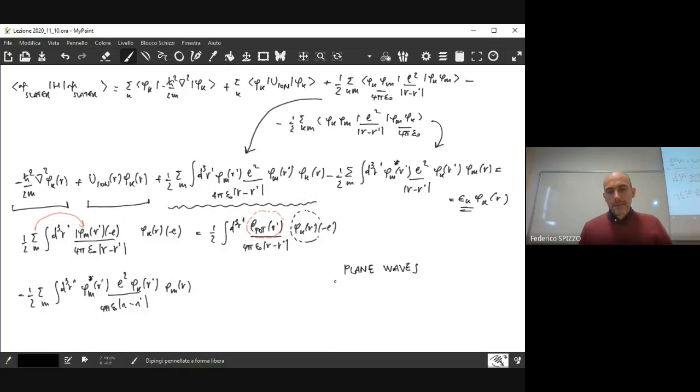So why did I take into consideration plane waves? Because once we have those equations, the idea is to try to estimate the intensity of this contribution, just to understand whether the appearance of the exchange term produces just a slight redefinition of the energy of the system, or if we have a strong contribution to the energy itself.